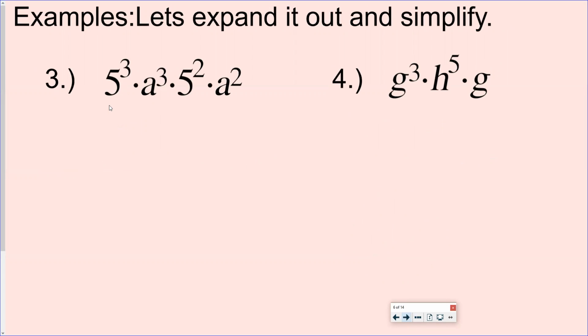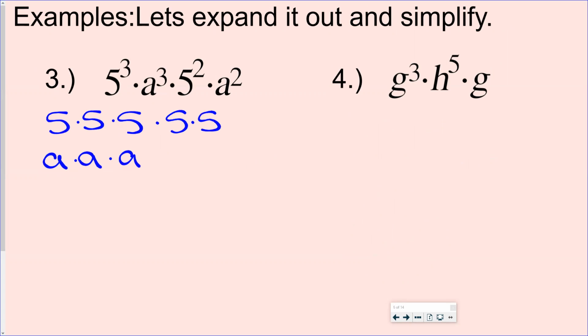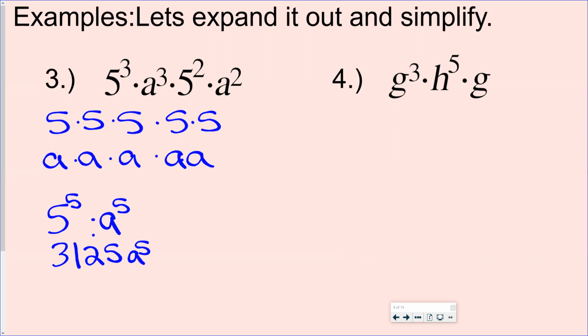So let's try this again now. On this next one, I see I have a combination of 5s and a's. Well, the first part is 5 times 5 times 5. Then I have a times a times a. I have another 2 5s. And then the last one, I have another 2 a's. Well, how many 5s do I have? 5 to the 5th. How many a's do I have? a to the 5th. Well, that 5 to the 5th, I can simplify because that is a number. 5 to the 5th is 3,125. a to the 5th, and that would be my answer.